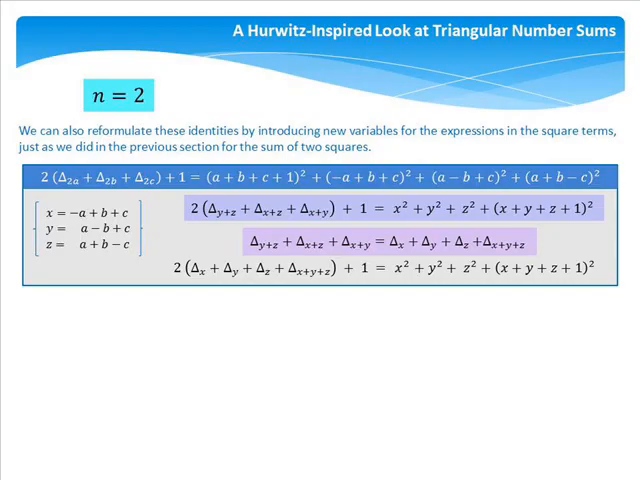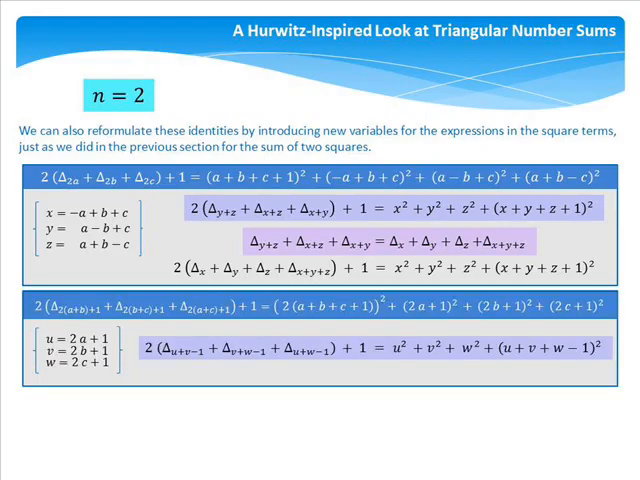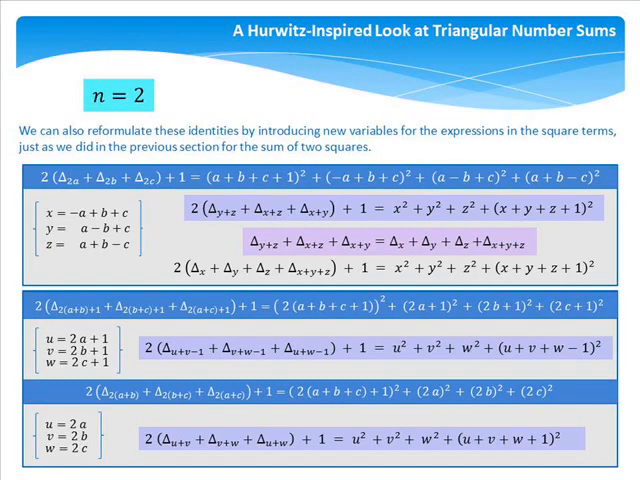Substituting this into the previous equation yields a highly symmetrical and elegant identity. Furthermore, we can derive two additional identities yielding similar results. The first involving the odd squares 2, 3, and 4, and the second involving the even squares 2, 3, and 4.